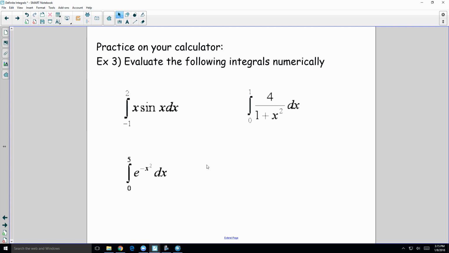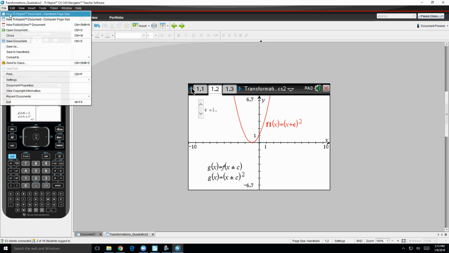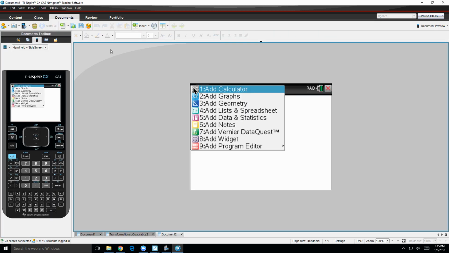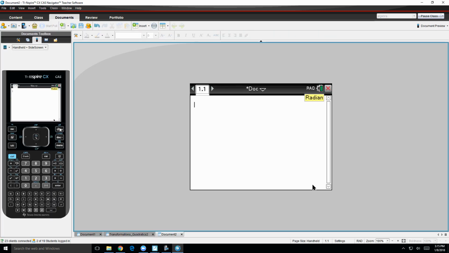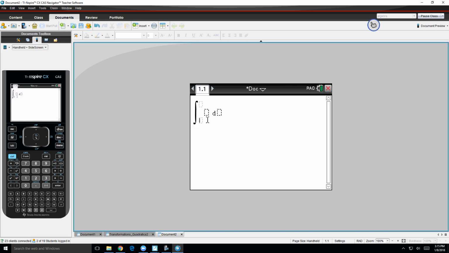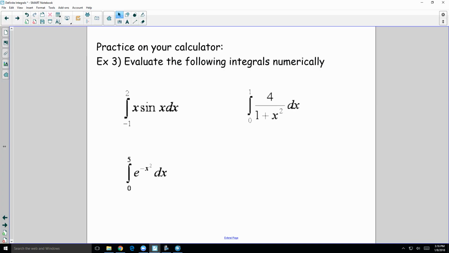For these ones right here, to practice on your calculator, I do want to show you how to do them. So x sine x from -1 to 2. I'm going to open up a new document and insert a calculator. Again, this is all under menu and then calculus, and there's an integral symbol. So this one went from -1 to 2. So menu, calculus, integral of x times sine x.